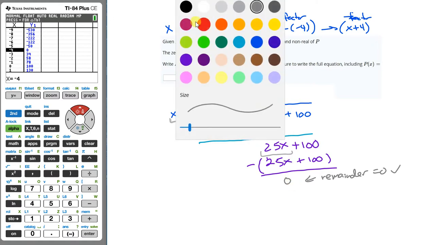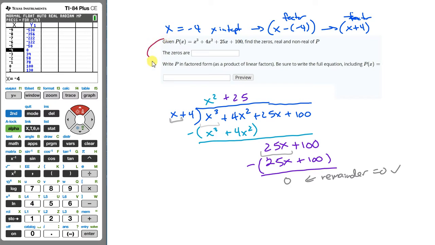It tells us that my original polynomial, which is up here, this p of x, can be written as x plus 4 times x squared plus 25. Okay, so I've taken a third degree polynomial and broken it down into degree 1 times degree 2. Now, it's still not fully factored, though, because I still have powers. When you have powers, you're not fully factored.